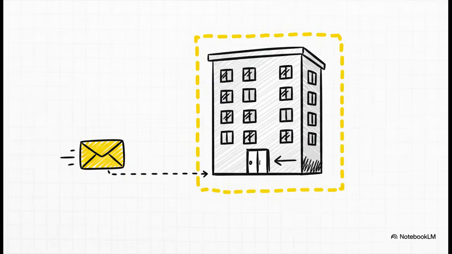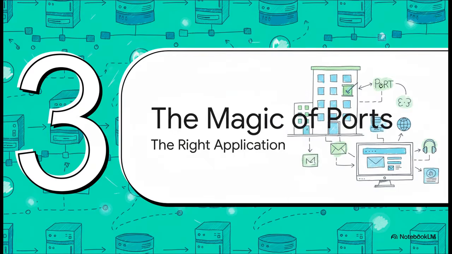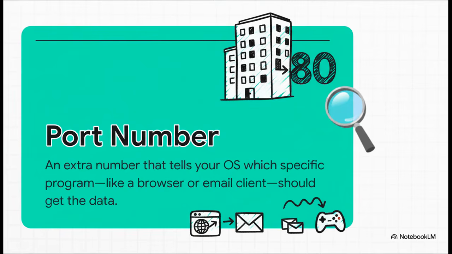Okay, so what's the best way to think about this? Let's use an analogy. Imagine your computer is a giant apartment building. The IP address, that's the street address for the entire building. It's absolutely crucial for getting the mail delivered to the right building, but it doesn't tell the mail carrier which specific apartment to go to. And that's exactly where the second piece of our puzzle comes in. We need a way to get that data, that mail, to the right application inside the building. And this is the job of the port number.